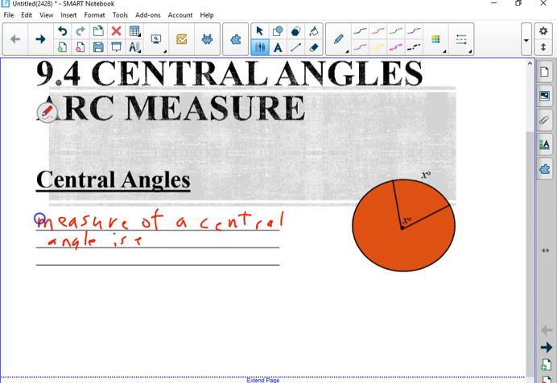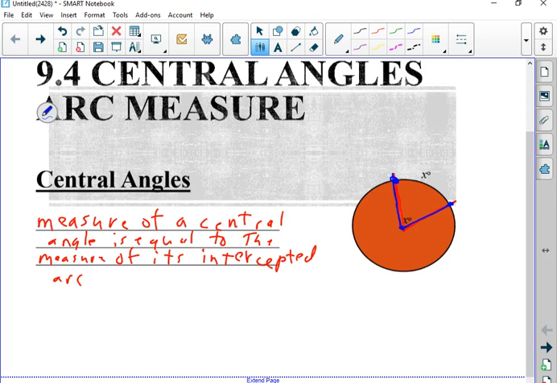is equal to the measure of its intercepted arc. So, if you look at this angle here, just red's not the best color to use. Right there, endpoints right here on the circle, vertex in the middle.